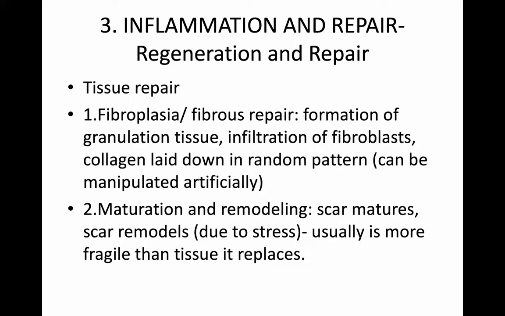Now, how does tissue repair happen? There are basically a few processes. One is fibroplasia. This is where there's formation of granulation tissue. That's new tissue being built. Then there's maturation and remodeling. This is where scar tissue, that's the fibrin that has been laid down, is remodeled so that it becomes functional and replaces the dead tissue. This usually happens in repair.